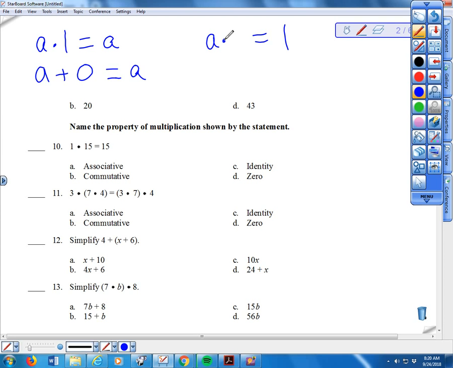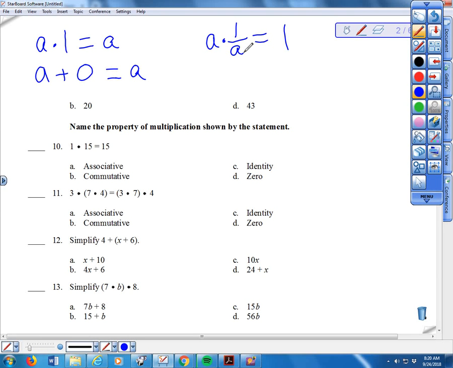I called it the inverse property. What does inverse mean? It's the reciprocal. What's the reciprocal of A? 1 over A. Right? So if I multiply A by its inverse, or reciprocal, those are synonymous, inverse and reciprocal, I get 1.